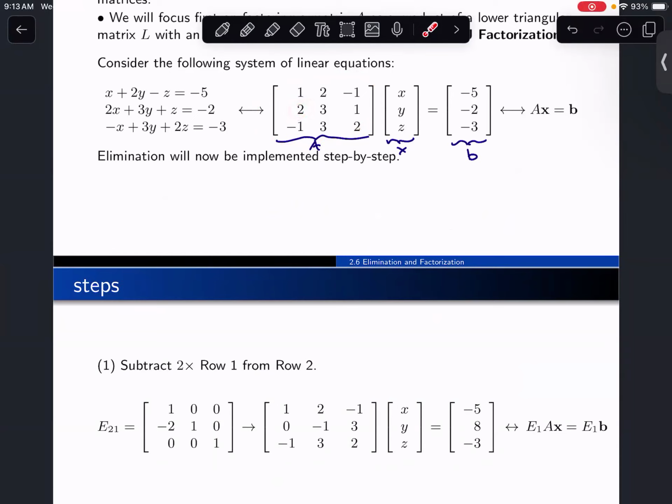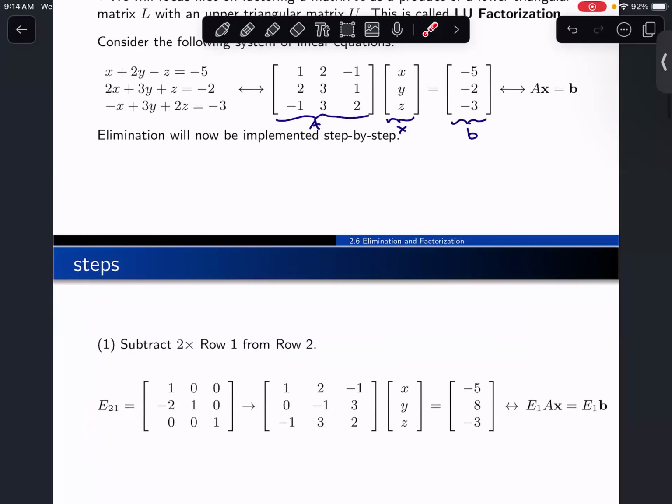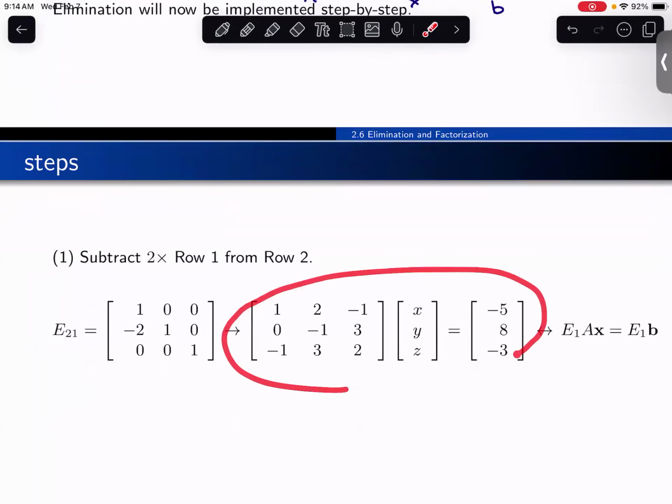So the corresponding elimination matrix is going to be this E2,1, which is the identity, except you have a -2 corresponding to this 2 in the 2, 1 entry. If you multiply this elimination matrix by this original matrix, it ends up equaling this matrix right here. And you also have to multiply your B by the same elimination matrix in order for the equation to be consistent. So after multiplication by this elimination matrix, we get the following system of linear equations.